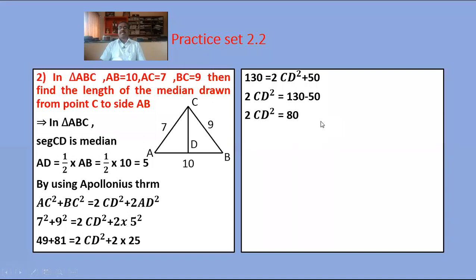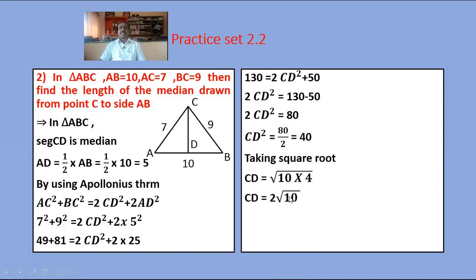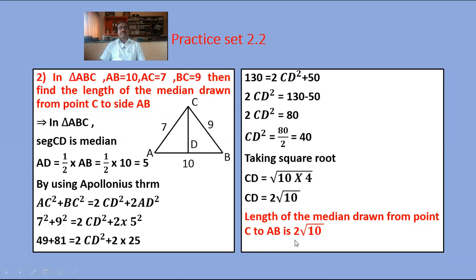2 goes to the RHS side, then we get divide. CD square is equal to 80 upon 2. 2 4s are 8, 0. CD square is equal to 40. Taking square root on both sides, CD is equal to square root of 10 multiply 4. Square root of 4 is 2. Hence CD is equal to 2 square root 10. Therefore, the length of the median drawn from point C to AB, the segment CD, is 2 square root 10. This is the answer.